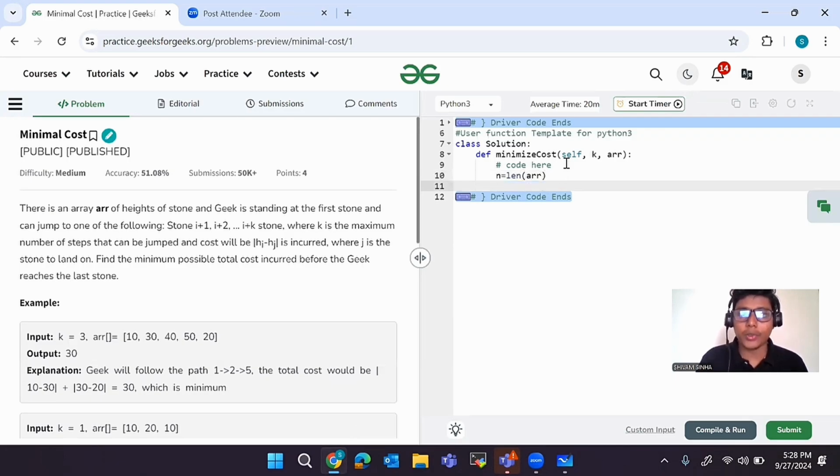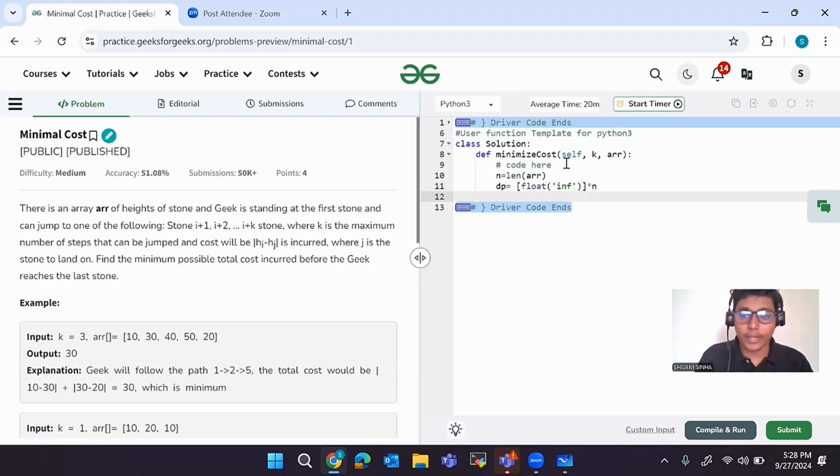After that, what we are going to do, we are going to create a dp array. So let's create a dp array here. So dp is equal to float, and as we decided, we are going to fill this array with infinity, right? So I'm going to fill this array with infinity here for each and every index of the array, right? Now as we decided that for the 0th index of the array, we are going to fill it with 0 initially, right? So I am going to fill it with 0.